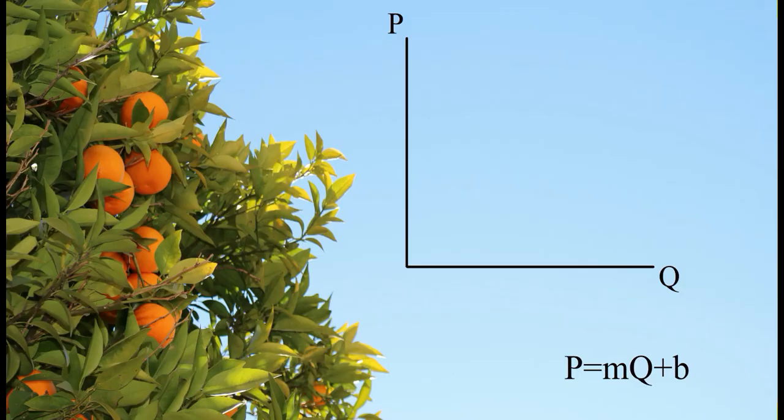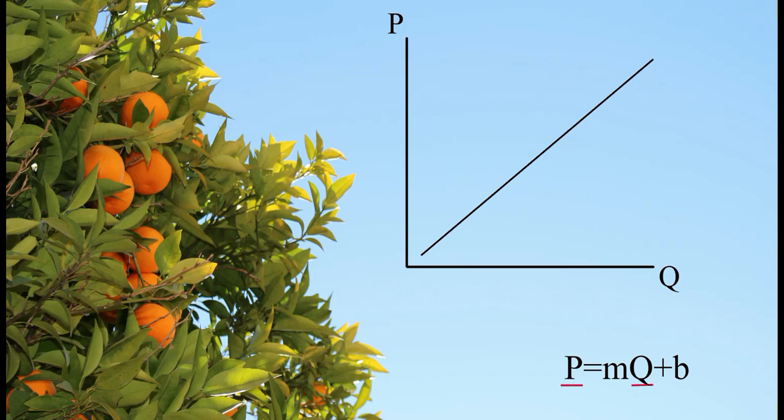In our demand video, we went over the equation for the demand curve. The supply curve is similar. We can substitute P or price in for our Y, since it's our Y variable, and we can substitute Q or quantity in for X, which is our X variable. So our new supply curve is P equals MQ plus B. And if we look, our supply curve is upward sloping.